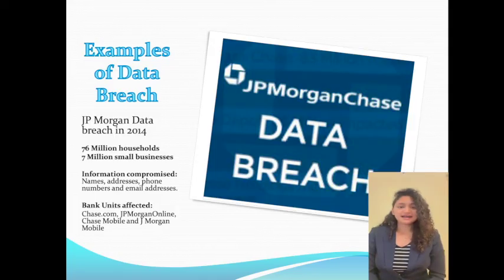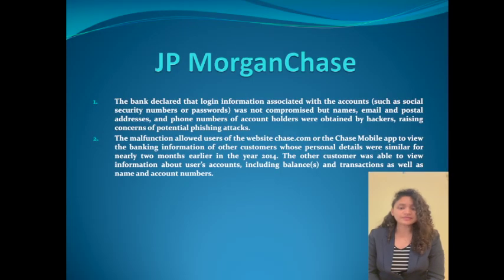Hello everyone, I'm Sneha and I'm going to talk about two examples of data breaches that have occurred in the past in a few organizations. The organizations that I'm going to talk about are JP Morgan and Yahoo. A data breach on a massive scale is a major concern for an organization and has an impact on its business as well as its consumers.